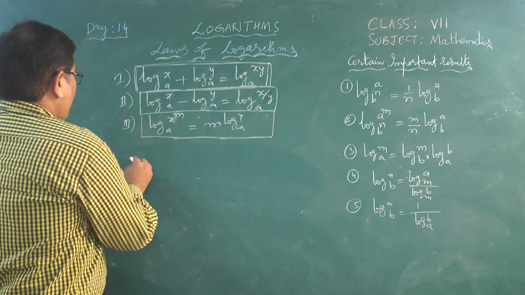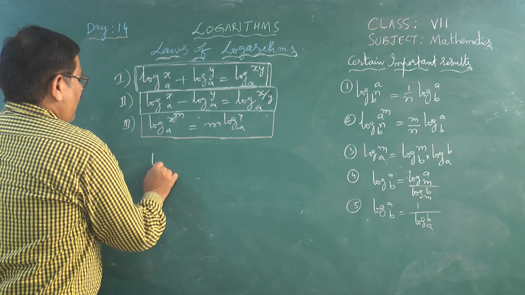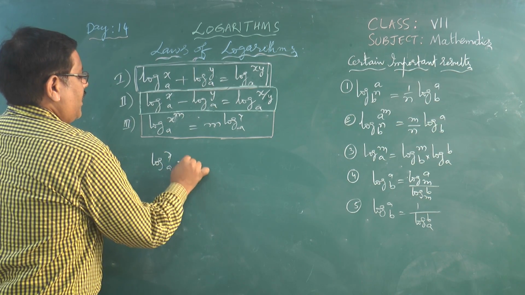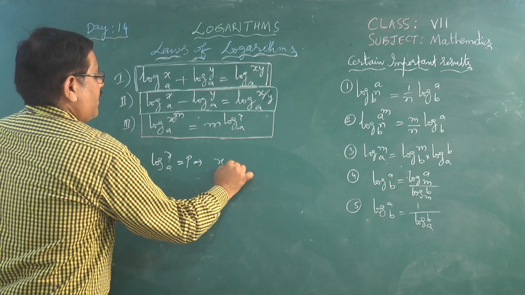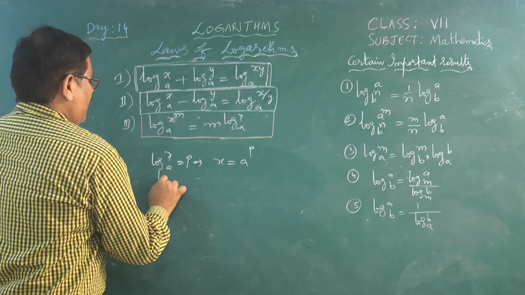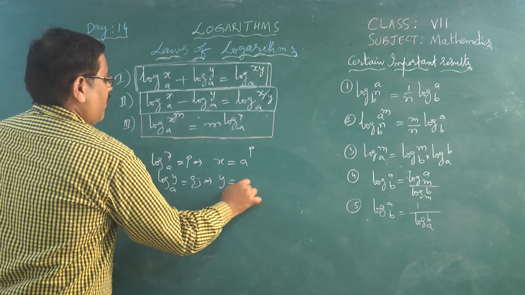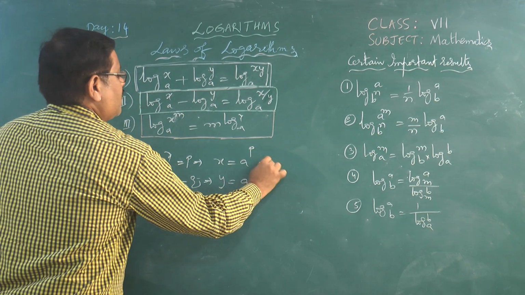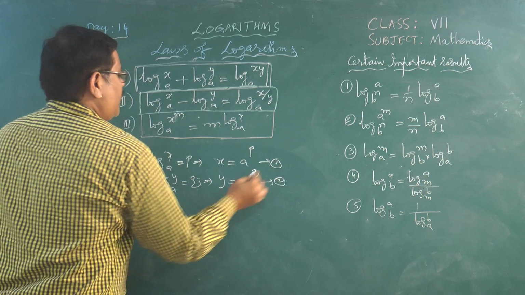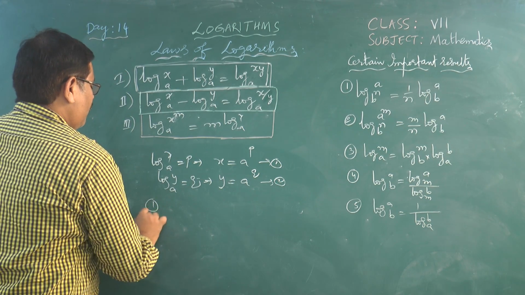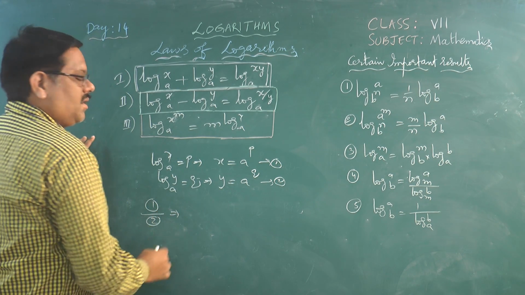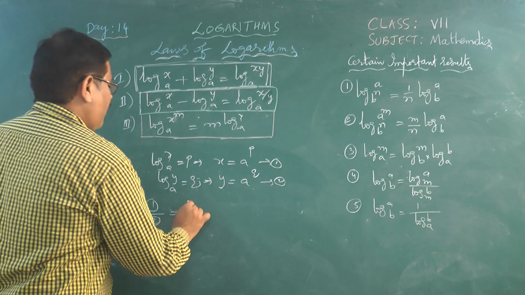Same way, for the second one also, log x to the base a as p implies x is equal to a power p. Same, log y to the base a is equal to q implies y is equal to a power q. As usual, it is the first condition and second condition. This time let us do 1 by 2, that implies first condition by second condition.